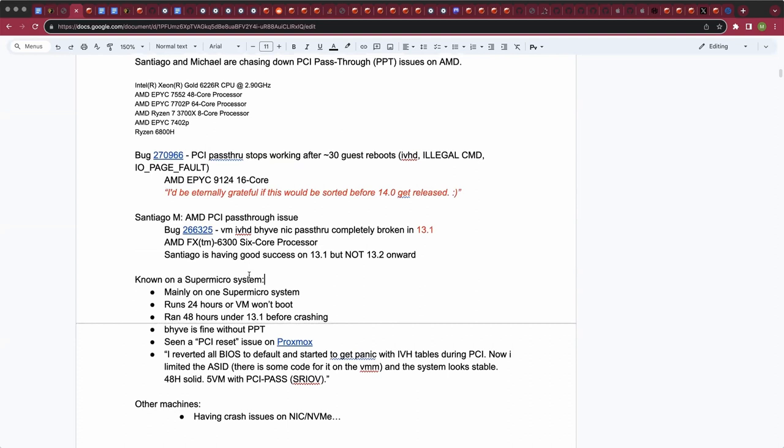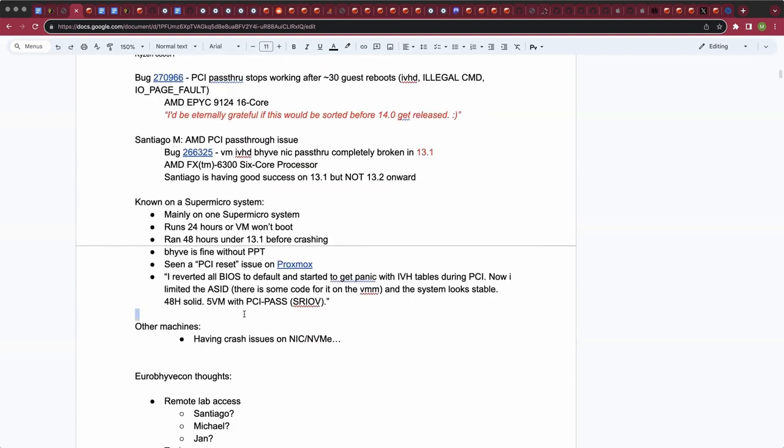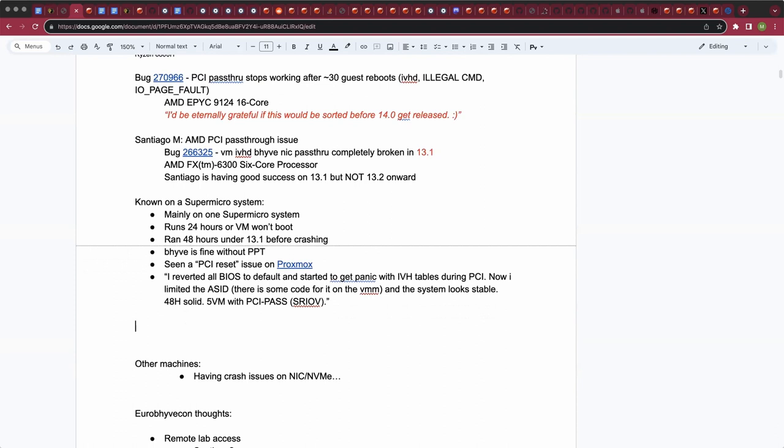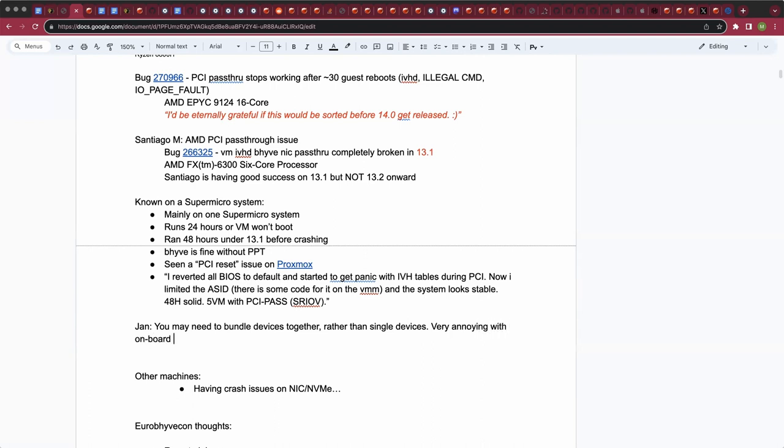Jan, you had some feedback for Santiago? Remember that motherboards basically cannot pass through every device on its own. Sometimes you have bundles of devices you have to pass through together because they're translated together by the I/O virtualization hardware. They share hardware resources and can only be passed through all or nothing, which can be really annoying with onboard peripherals if you can't pass through your second USB controller without losing, let's say, your audio on a workstation.